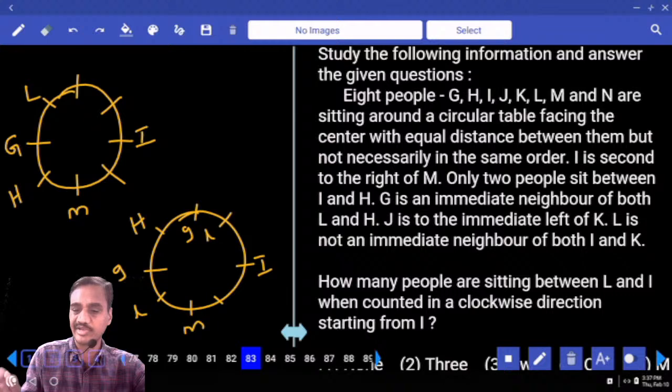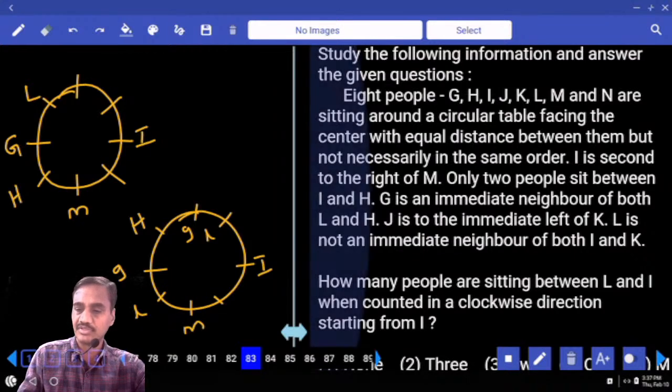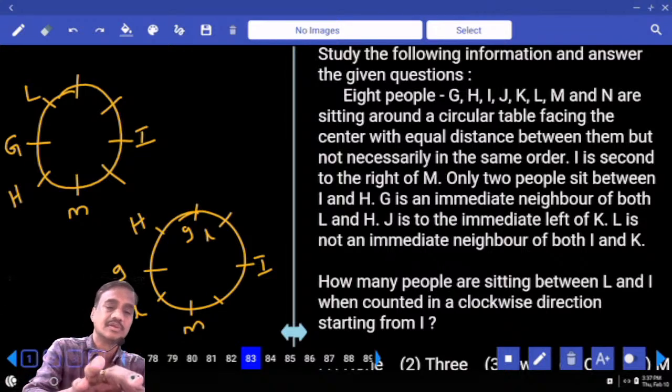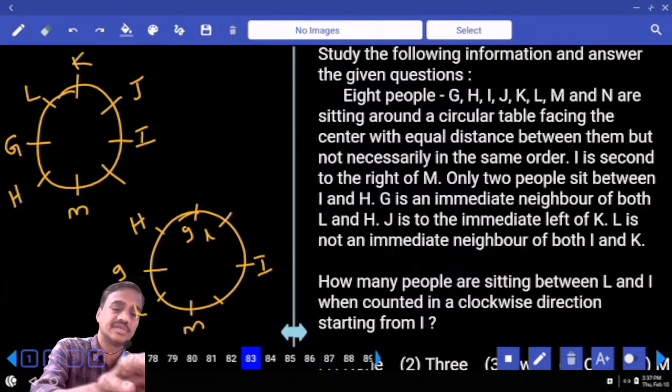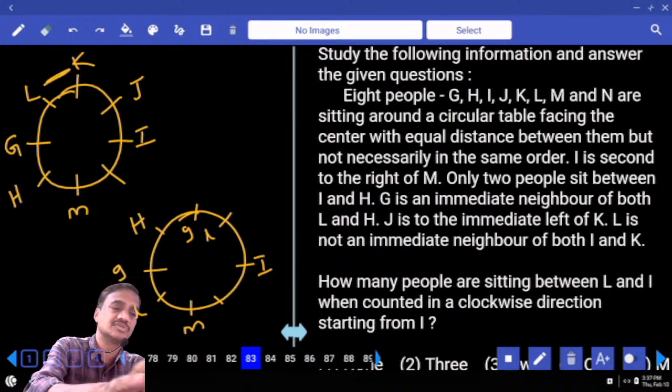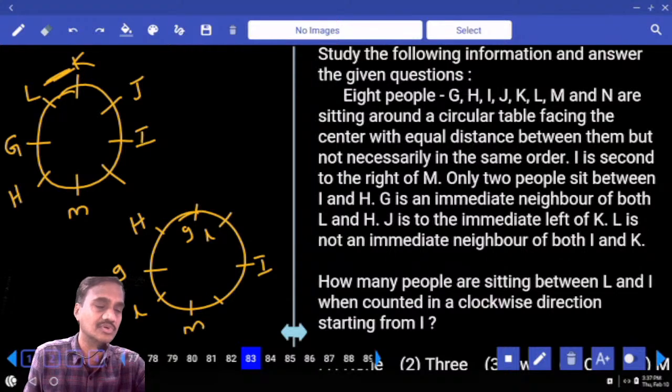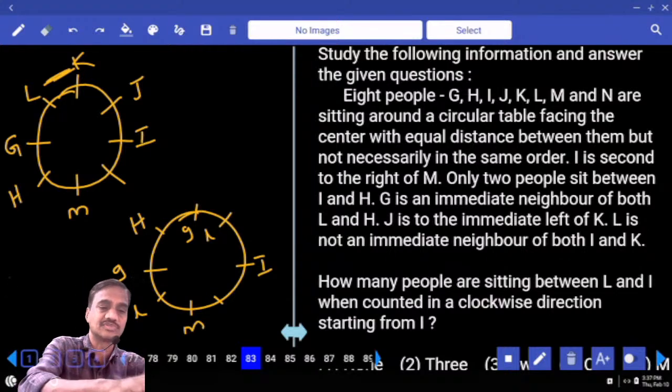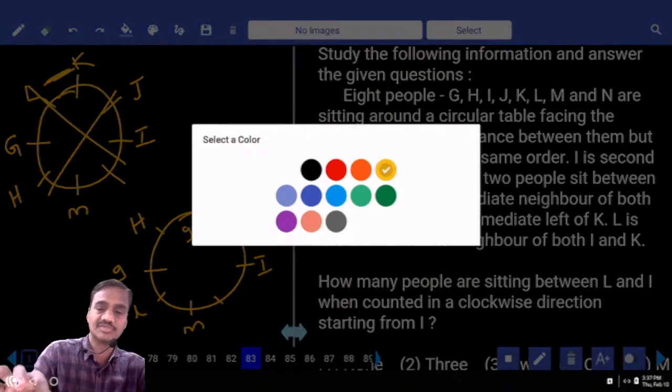J is to the immediate left of K, L is not an immediate neighbor of I and K, and G is an immediate neighbor of both L and H, and at the same time, J is to the immediate left of K. Now J and K were like this, isn't it? At the same time, L is not an immediate neighbor of I and K. Now here in the first case, L and K are adjacent to each other, and this case is completely ruled out. So the first case is ruled out, now we are left with the second case.